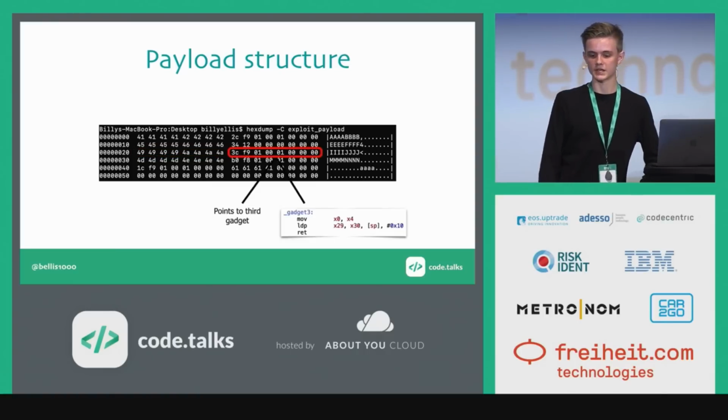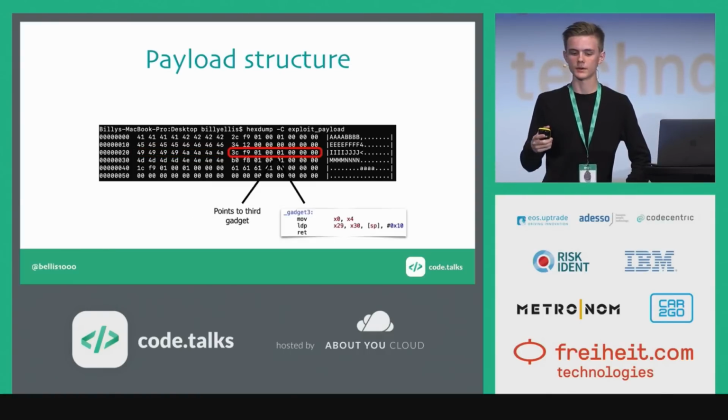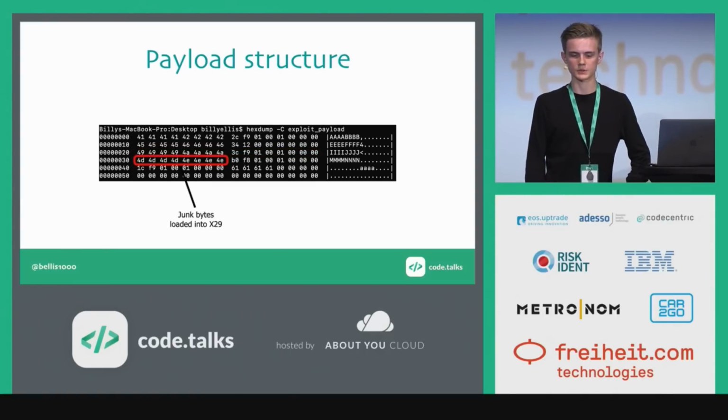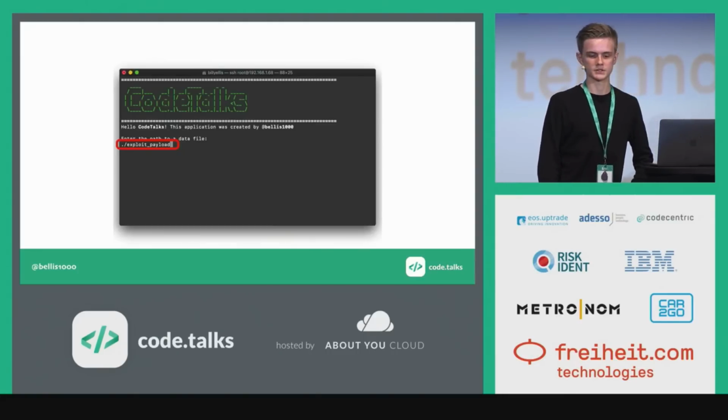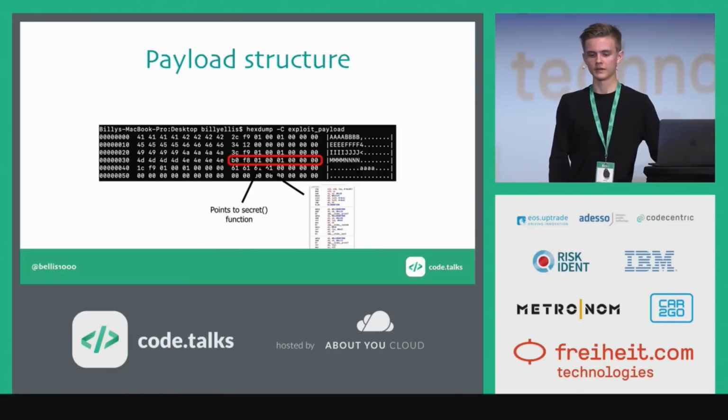And then the third gadget, which will actually move x4 into x0. And then some more junk to x29. And finally, the address of the secret function itself. And then we're back to where we started. So hopefully that made sense.